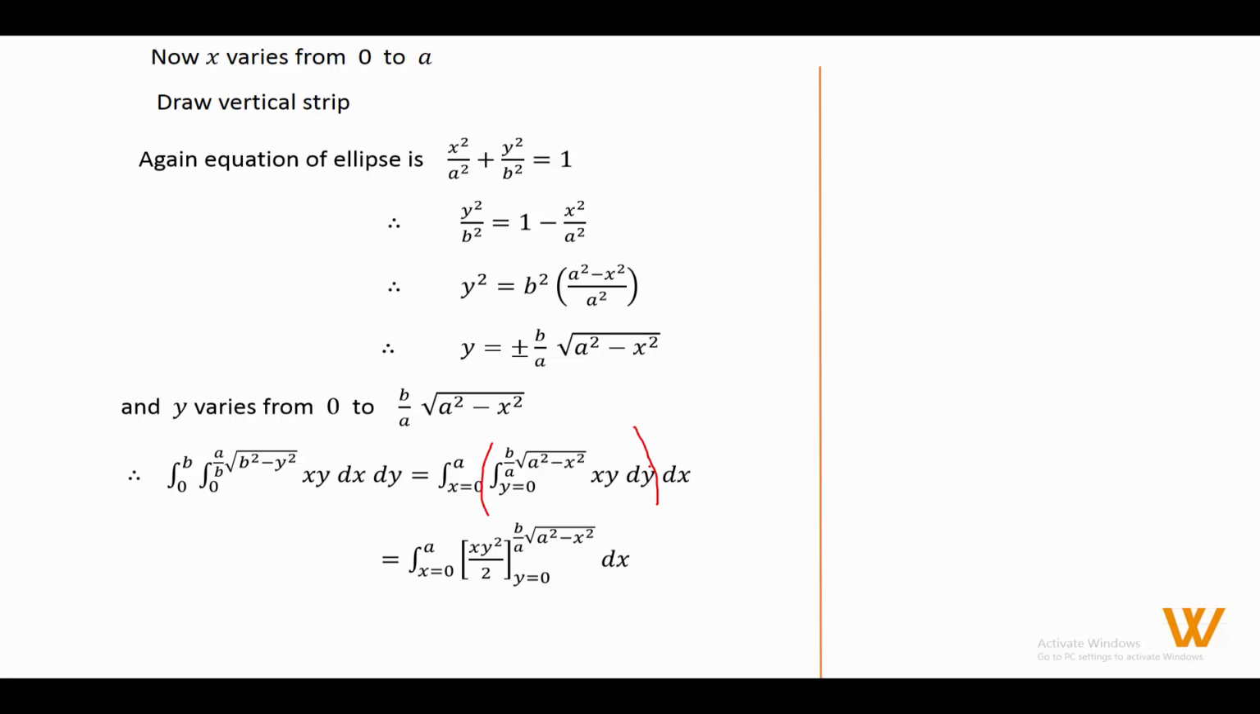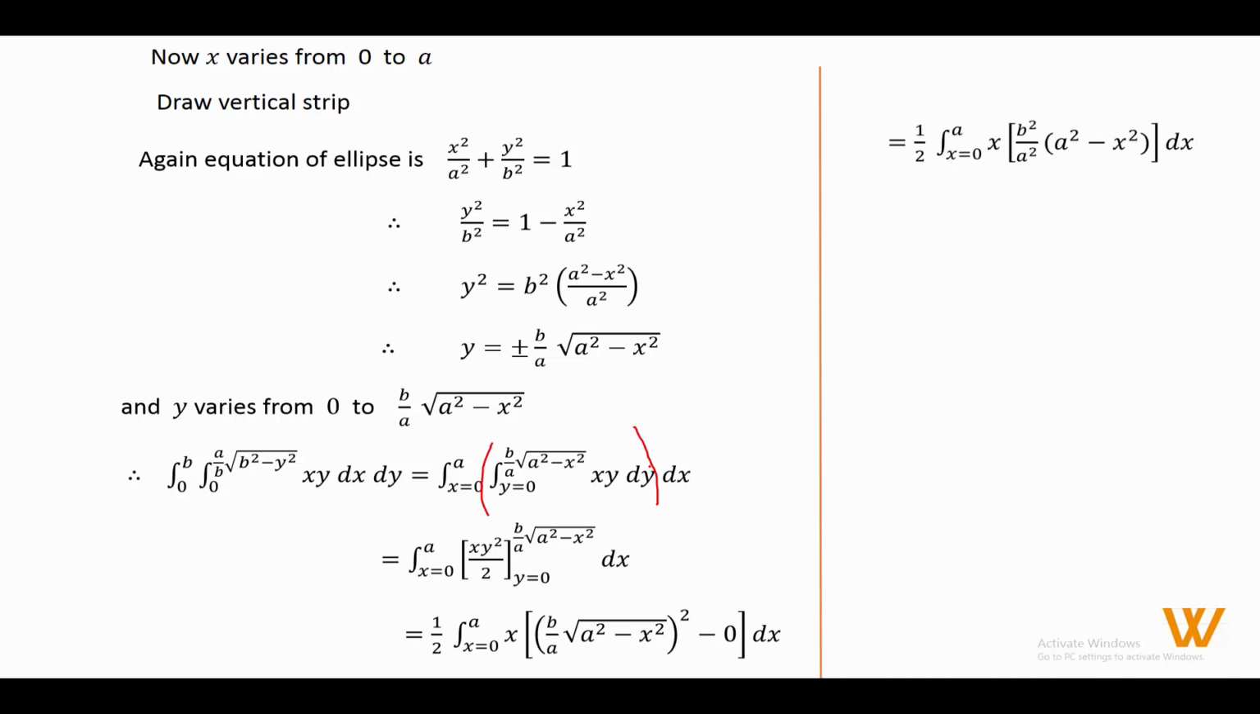Before that, 1/2 is a constant, so take it out of the integration. Integration, x varies from 0 to a, into x. Now put the value of y squared at the upper limit: (b upon a) into square root of (a square minus x square), squared, minus the value of y squared at the lower limit, which is 0, into dx.